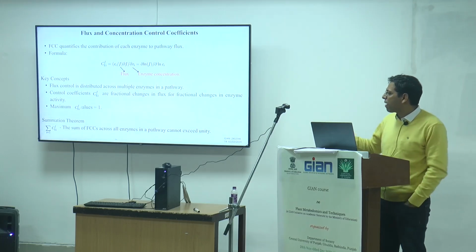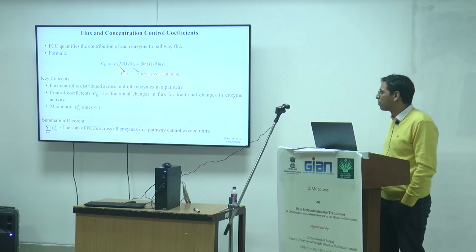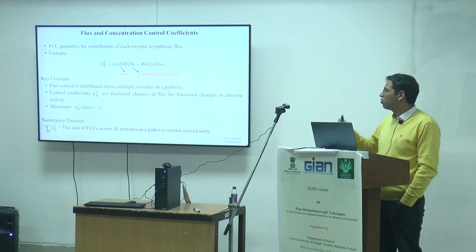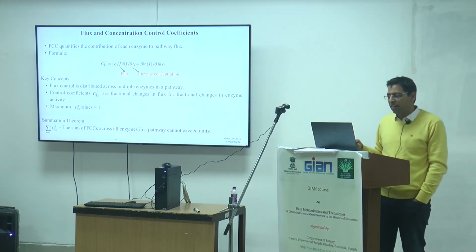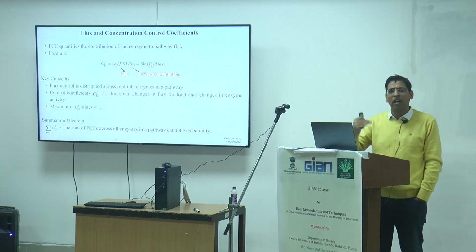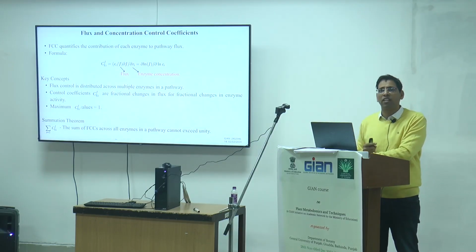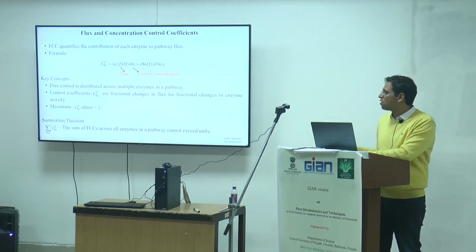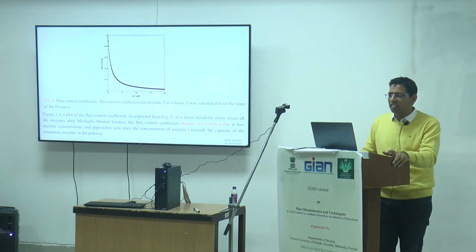The maximum value of this is never 1 actually, it is always less than 1. This is the summation theorem which is used for the flux and concentration control coefficient, that is the FCC, and it is the sum of all the enzymes. You have to calculate each individually and then sum up the values, and it never crosses 1. It is always less than 1 because sometimes some factors are not possible. So this is the flux control coefficient, and this is the flux along with the enzyme concentration.